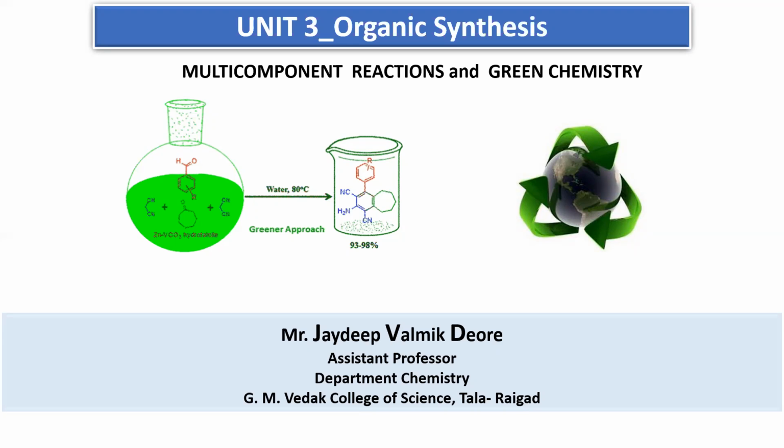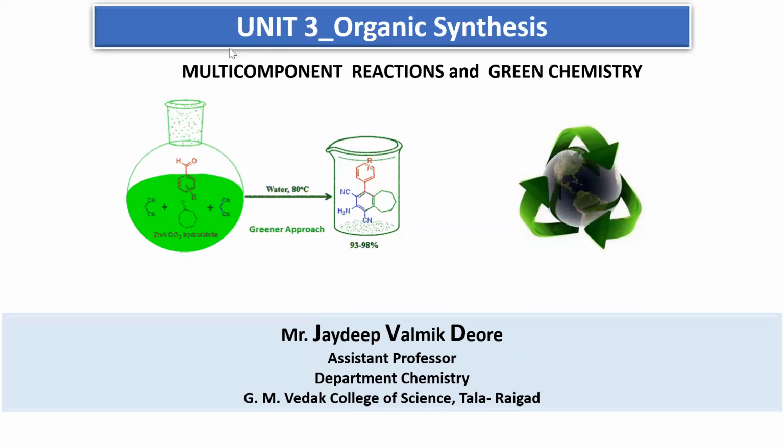And two more topics we learned in yesterday's lecture, that is linear synthesis and convergent synthesis. In linear synthesis, a series of sequential steps is there, and due to this the overall yield of the product decreases. While in convergent synthesis, two fragments are individually synthesized and then at the last step they are reacted with each other to form a product. In this case, the overall yield of the product increases compared to linear synthesis. So convergent synthesis is more important compared to linear synthesis.